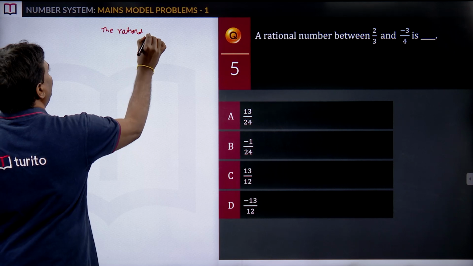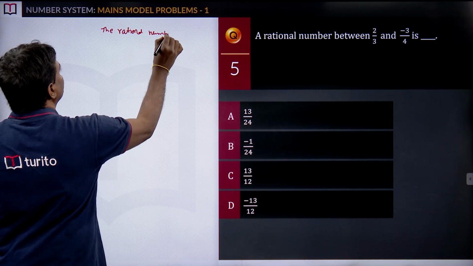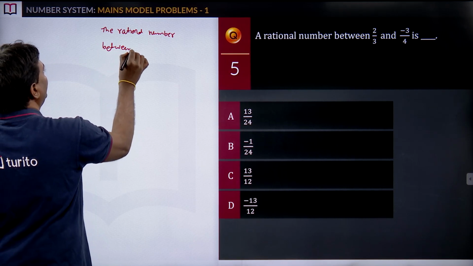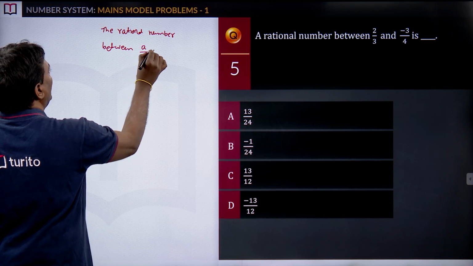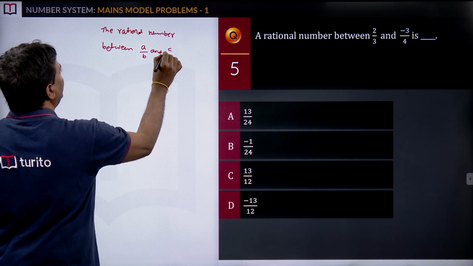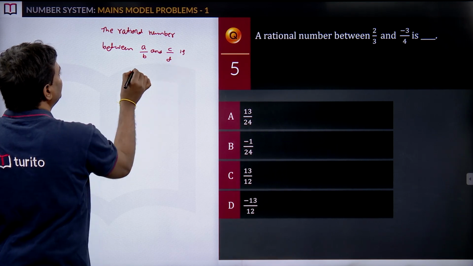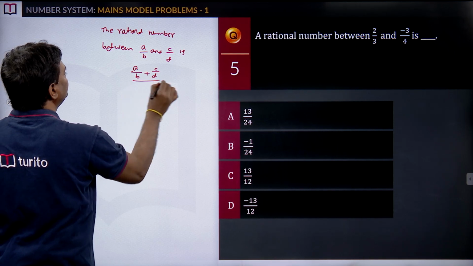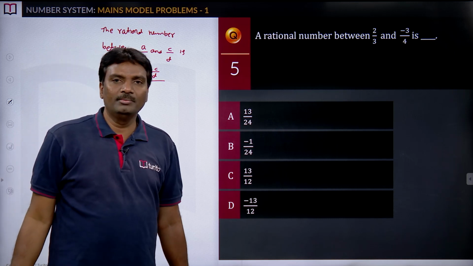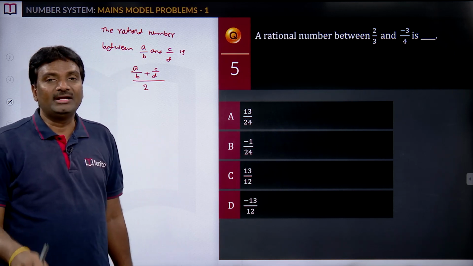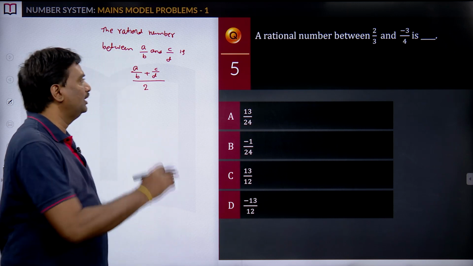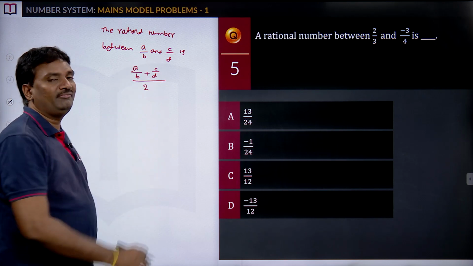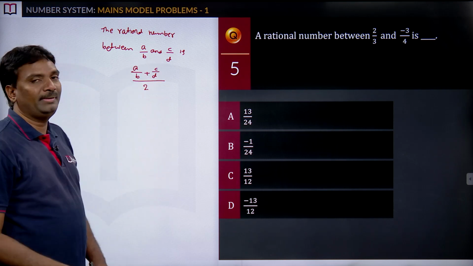So first I am writing the formula. The rational number between a by b and c by d is a by b plus c by d by 2. So this is the formula for finding the rational number between two given rational numbers. If you suppose the first one is a by b and the second rational number is c by d, then the rational number between these two numbers is a by b plus c by d by 2.